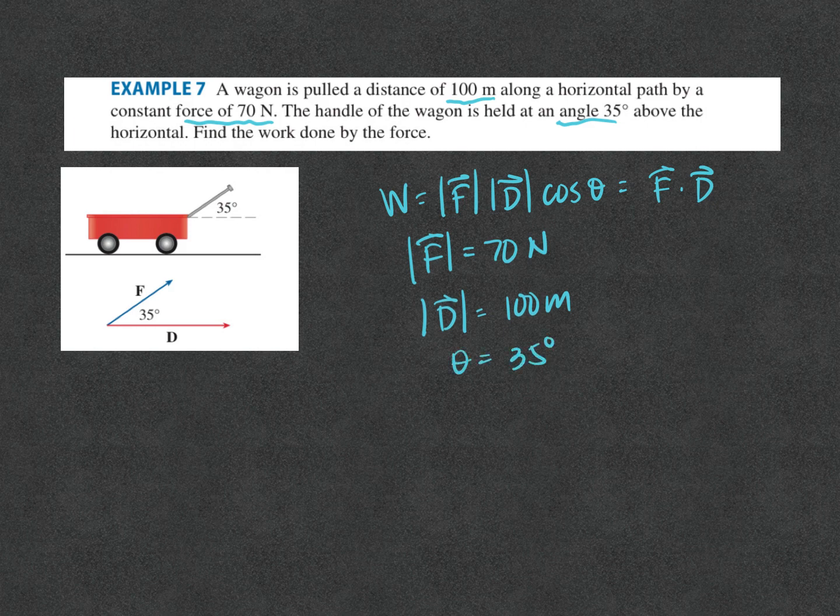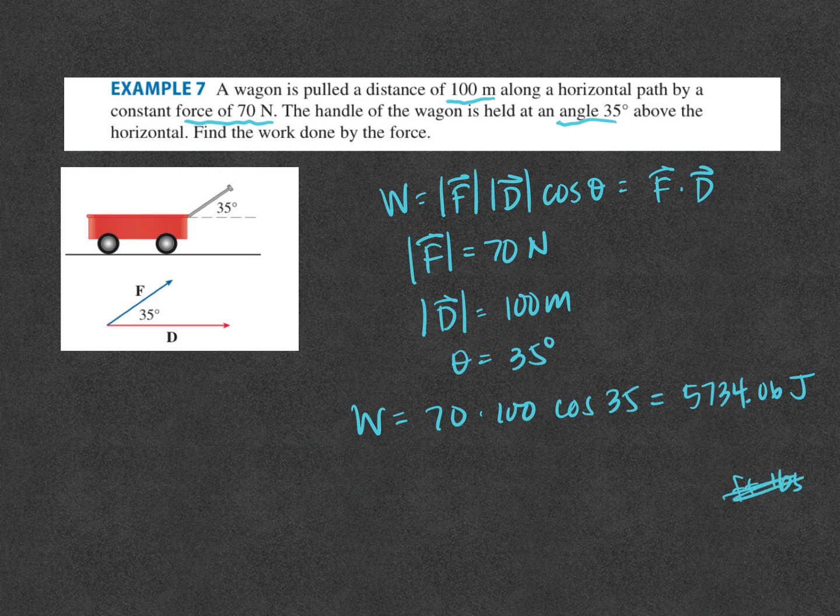So then we're going to say the work equals the magnitude of the force, 70, times 100, times cosine of 35. And when we plug that into our handy dandy calculator, a TI-84, as my friend Courtney would say, the amazing calculator, we have 5734.06 joules, because this is newton meters. If it was foot-pounds, your label would be foot-pounds. But I think you've already had some physics, so you would know that if you have feet and pounds, it becomes foot-pounds. And if you have newtons and meters, it becomes joules.